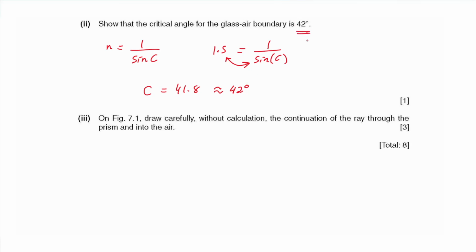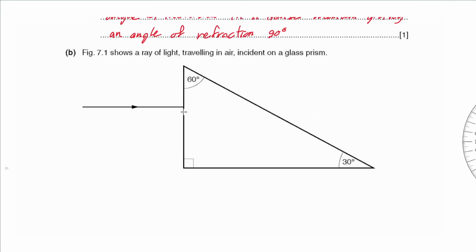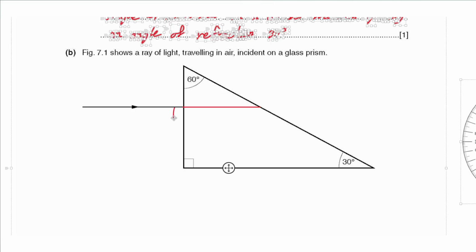Triple I says on figure 7.1, draw carefully without calculation the continuation of the ray through the prism and into the air. So the ray entered here at 90 degrees, so it will keep moving forward without bending. It refracted, it changed speed, but it did not change direction because it was incident at 90 degrees to the boundary.